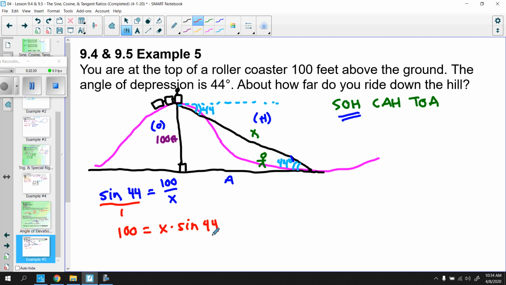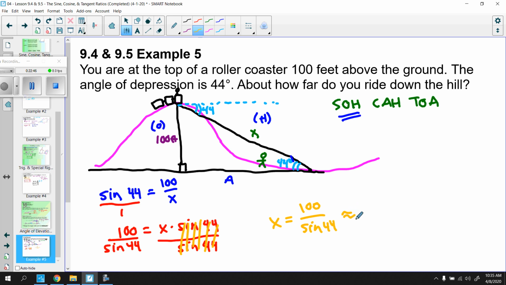And x is not by itself. Sometimes it is, not in this one. So we're going to have to divide both sides by the sine of 44, like we were doing a lot in the previous lesson. The sine of 44s are going to cancel and disappear. We're set up for x being equal to 100 divided by the sine of 44.